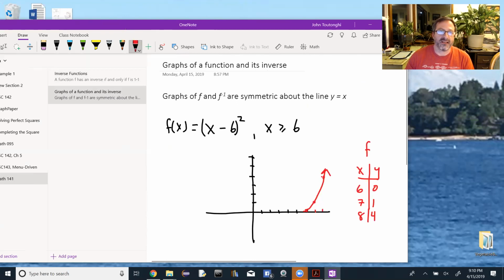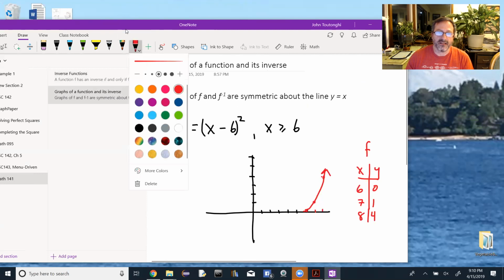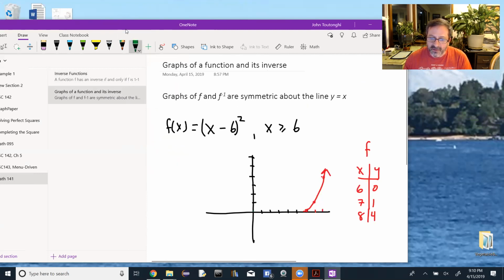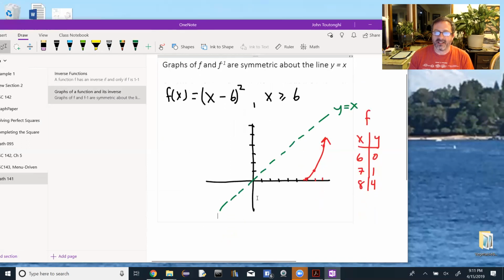Then I want to draw the line y equals x, which is the line that goes right up the diagonal here. The slope 1, y equals x. Because it turns out the graph of the function and its inverse are symmetrical about this green line y equals x. And why is that true?